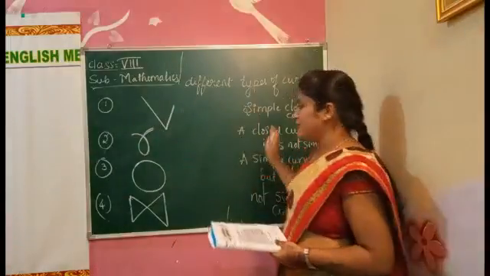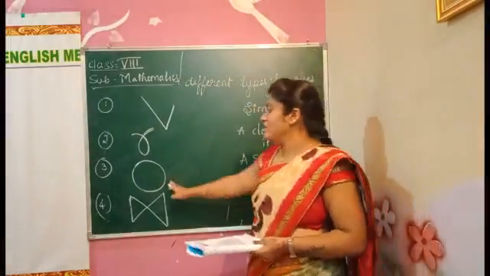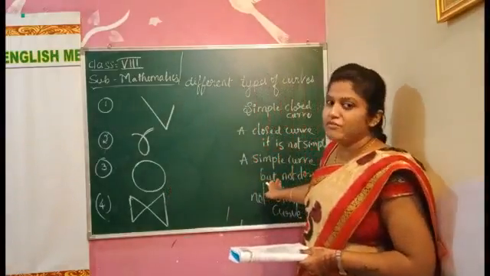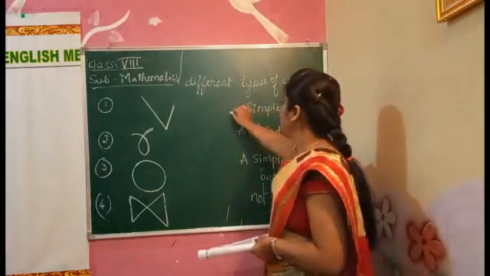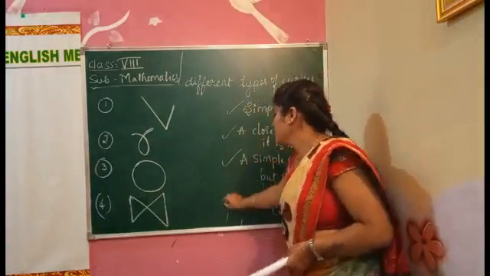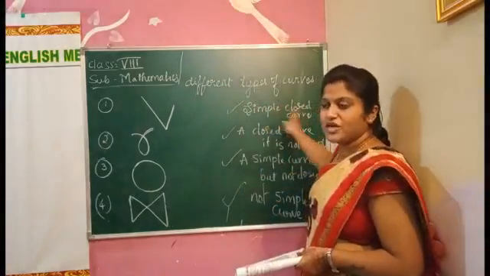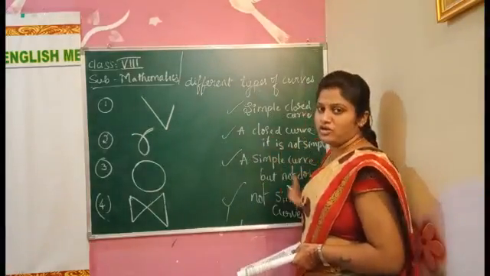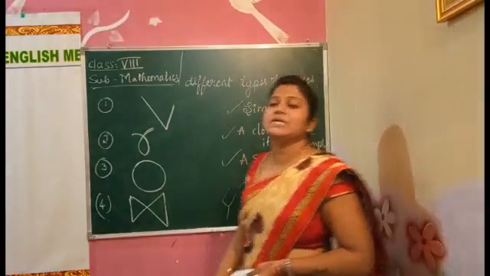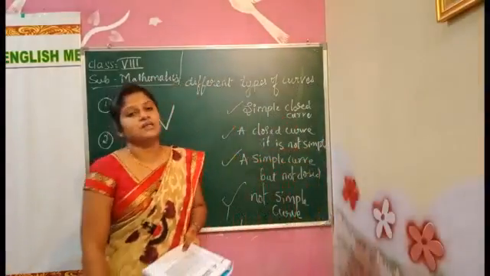And the next one is a closed curve, but it is not simple. This is a simple curve but not closed. Fourth one, not a simple curve. How many? We see 4 types of curves. The simple closed curve, a closed curve but not simple, a simple curve but not closed. Last one, not a simple curve.